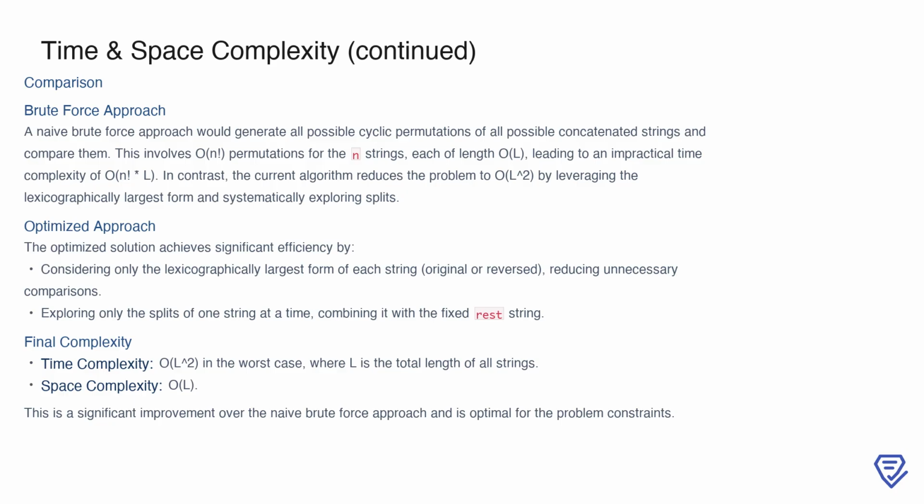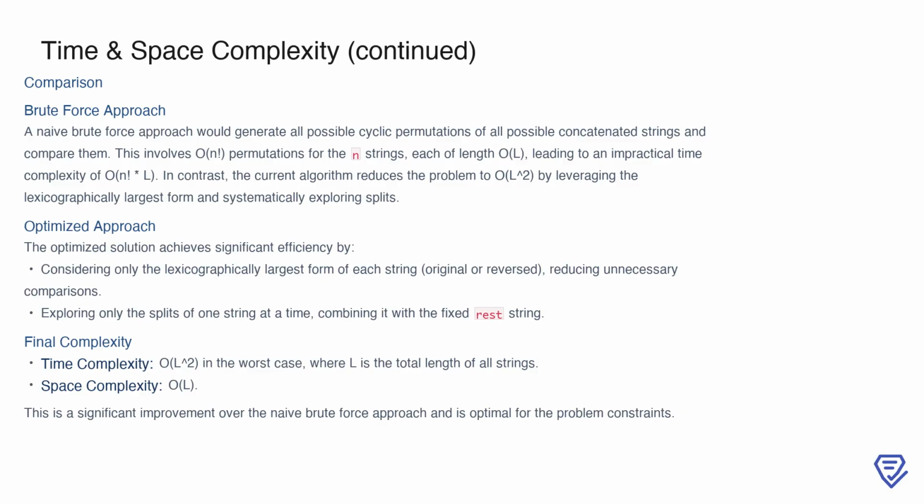Finally, let's compare this approach to a brute force solution. A naive method would involve generating all possible cyclic permutations of all concatenated strings and comparing them. Since there are O(n) permutations for n strings, and each concatenated string has a length of O(L), this approach would have a prohibitive time complexity of O(n * L).